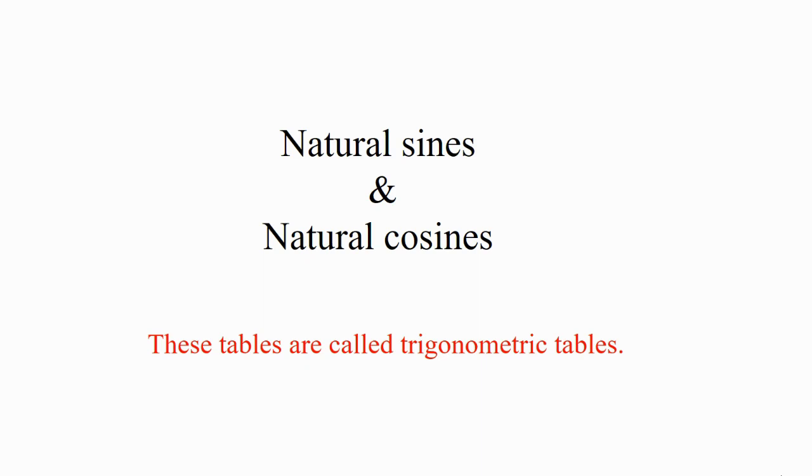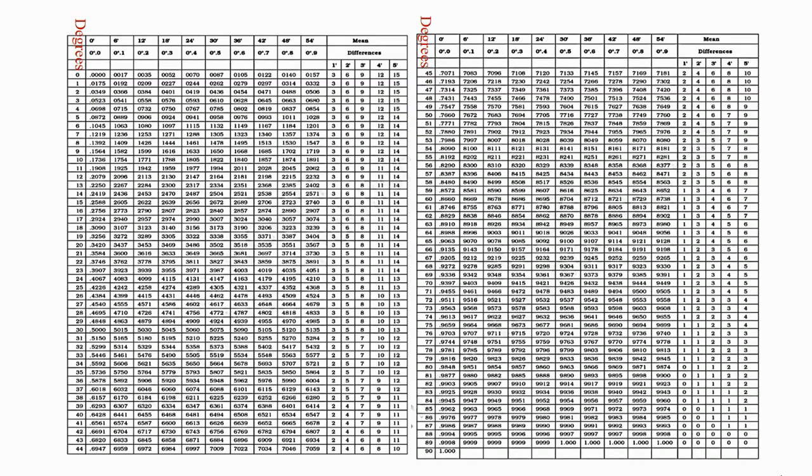In a logbook, there is one more sine and cosine table, namely logarithmic sine and logarithmic cosine. Those tables give the direct log value of sine and cosine angles. In this video, we concentrate on the natural sine and cosine tables. Let's start with the natural sine. Here is the natural sine table.